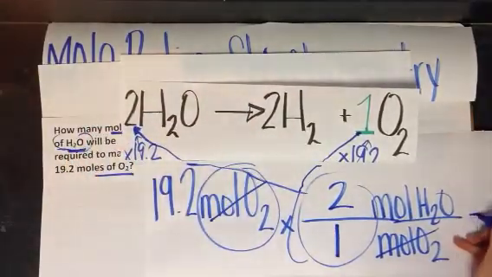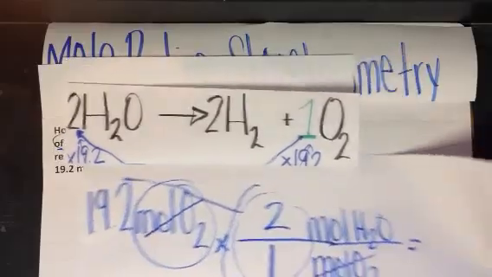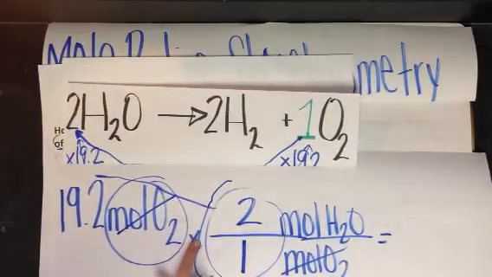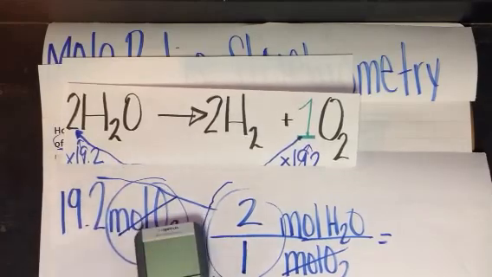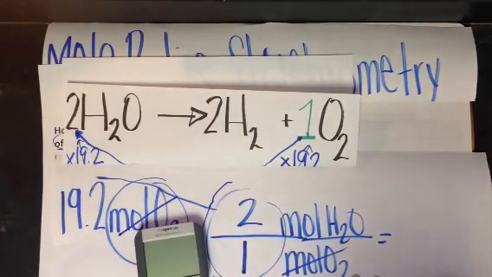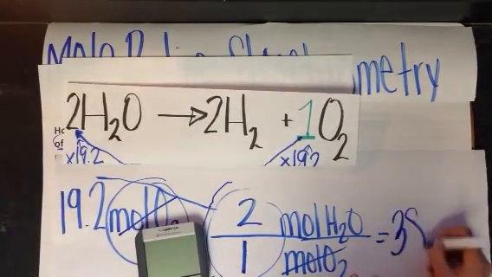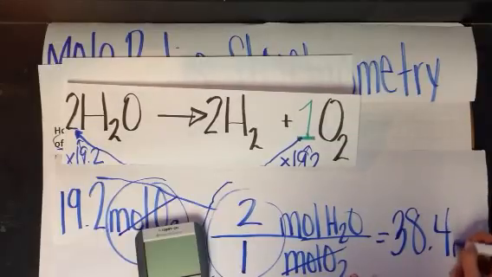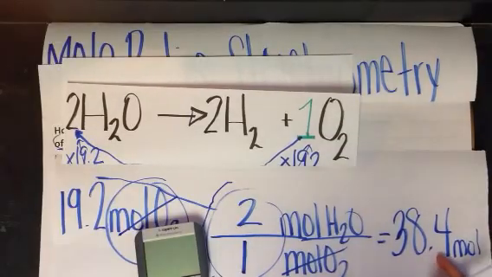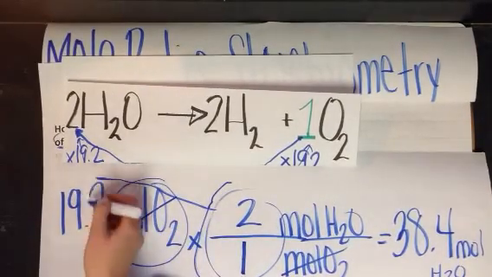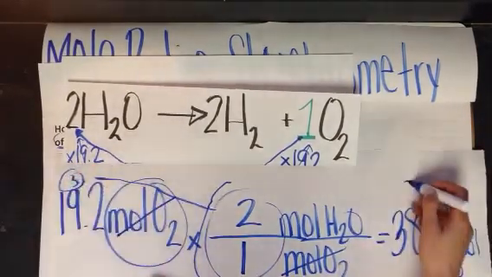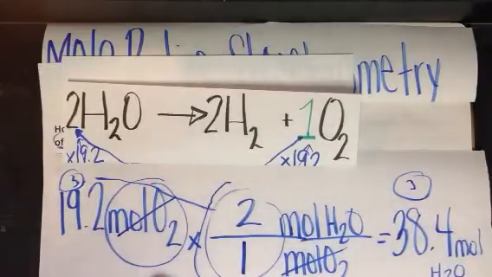So now all I have to do to calculate this is 19.2 times 2 divided by 1. Well, if we take our calculator out and do 19.2 times 2, guess what? We get what I said a second ago. And that's 38.4 moles of water. Don't forget to label. Moles of what? Moles of water. 3 sig figs here in the beginning, 3 sig figs here at the end. You always look at your given when we convert for sig figs.